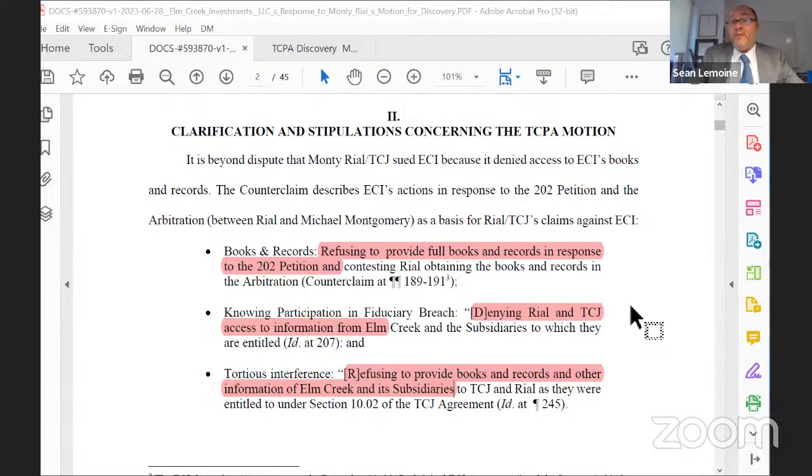And I will tell you that part of the reason why this claim got anti-SLAPP is because of the language that they use in their original petition. They make statements like, our claims are based on what ECI did with regard to the arbitration and what ECI did not do with regard to defending the 202 petition. So it's certainly not frivolous, and I think we have at least a good argument to get the Dallas Court of Appeals to take a look at. But I understand the court's proclivity on this.